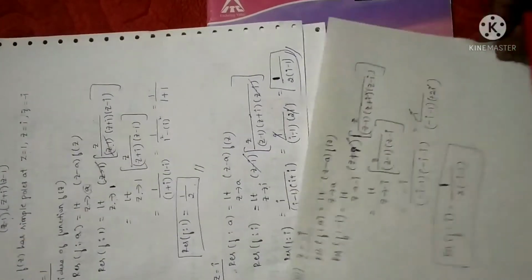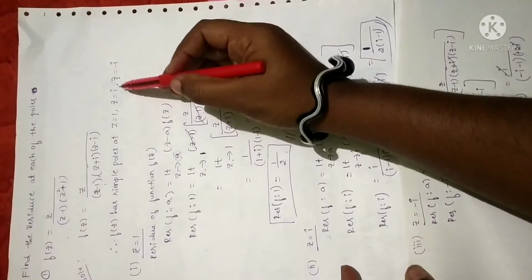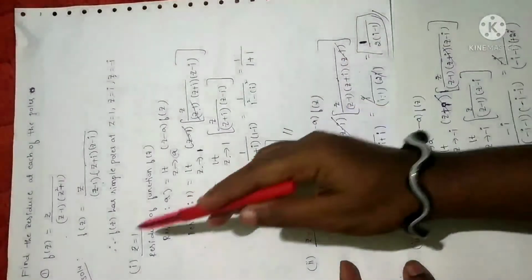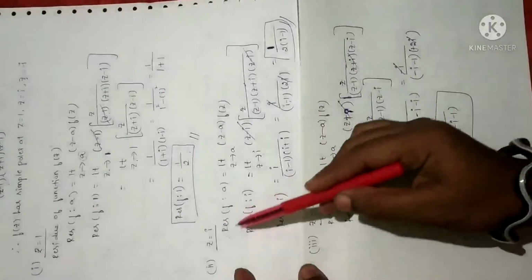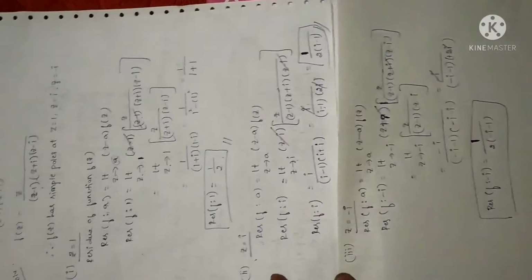That's all. Why? Because we have only 3 poles here. See, z is equal to 1 is one pole, z is equal to i, z is equal to minus i. So here I have calculated for z is equal to 1, for z is equal to i, and for z is equal to minus i. Hope it is clear.